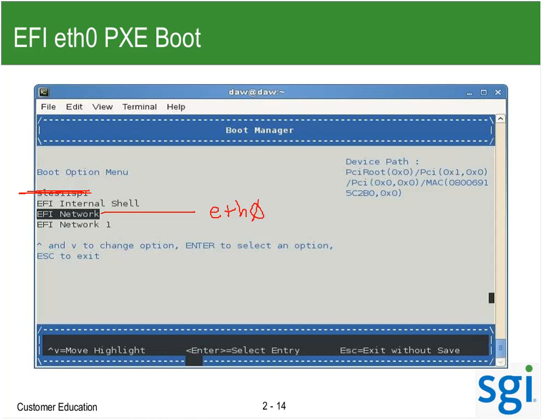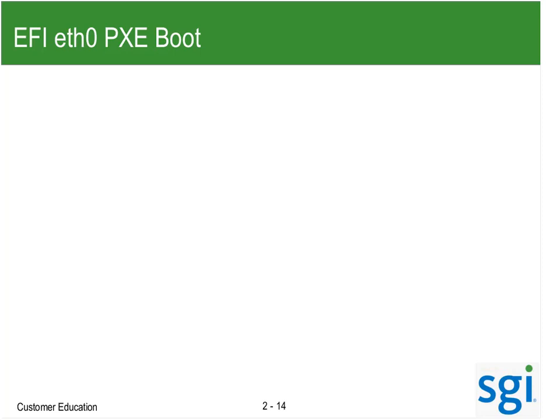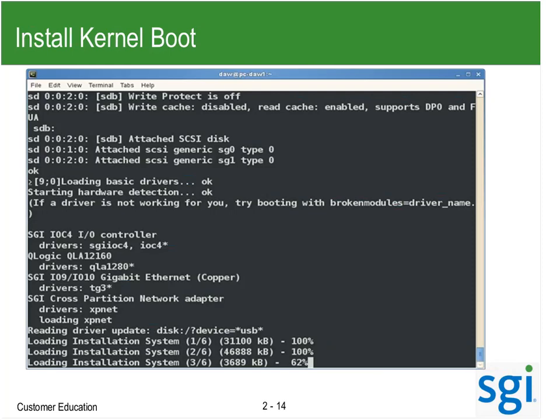If I'm booting from the SMN, if I want a Pixie boot or Pixie install from the SMN, that would be EFI network 1. And that is going to the private subnet for the SMN that a DHCP server on the SMN is running. So I down arrow to EFI network and hit enter, and then I watch the installation kernel load. Note it's telling me this is not a boot kernel, this is an install kernel.